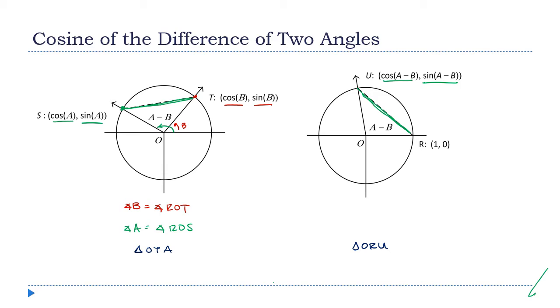First, this side OR is congruent to side OT. They're both radii of the circle. They're both 1. Similarly, the other sides of the triangle here, these two sides, are also congruent. Because again, they're both radii, their length is 1. And finally, this middle angle here is A minus B in both triangles.